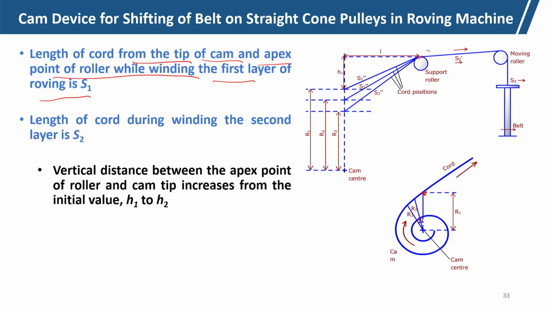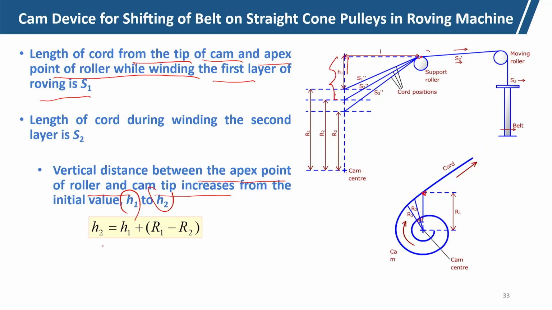So, vertical distance between the apex point of the roller and the cam. The vertical distance shifts from H1 to H2. H2 is the vertical distance, that will be the vertical distance shifting. So, initially it was H1 and then H2. So, that will be basically H2, which is nothing but H1 plus R1 minus R2.